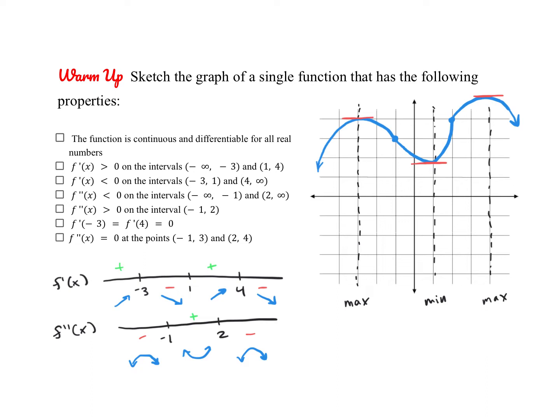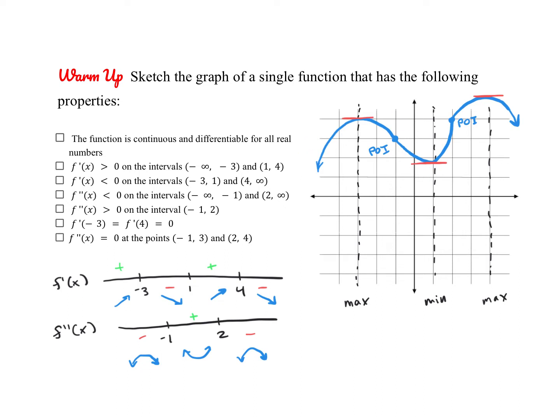So you can see here at negative 1, 3, I'm changing from concave down to concave up. And then here at 2, 4, I'm changing back to concave down. So we can make a little note, this is a point of inflection. So do your best to show that it is changing concavity there.